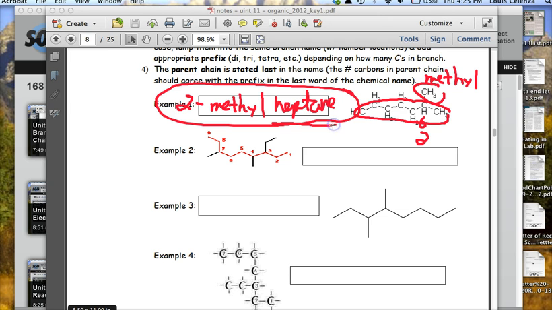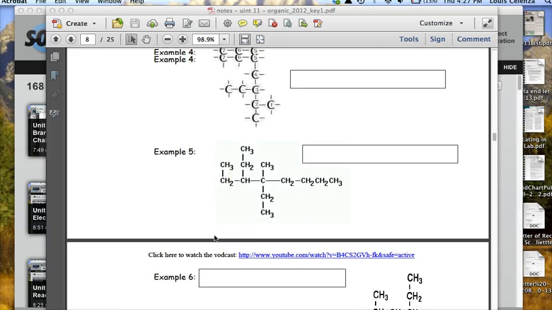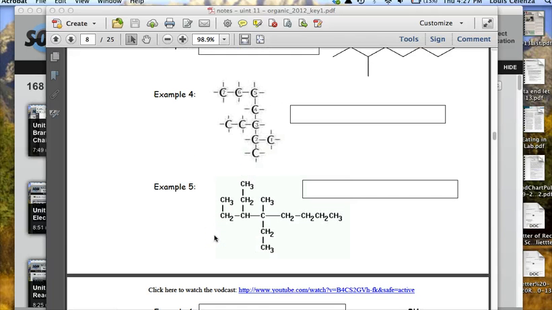The heptane is simply the longest chain of carbons. There's a methyl branch, which consists of a carbon and 3 hydrogens, and it's on the 2nd carbon in the parent chain. Okay? I know you're probably saying, what? So what are you talking about? Alright, so let's do the next example. We're going to skip those other 2.